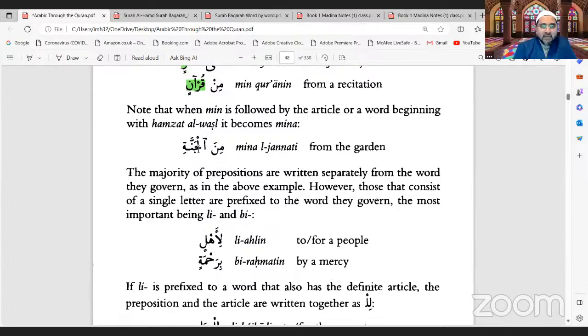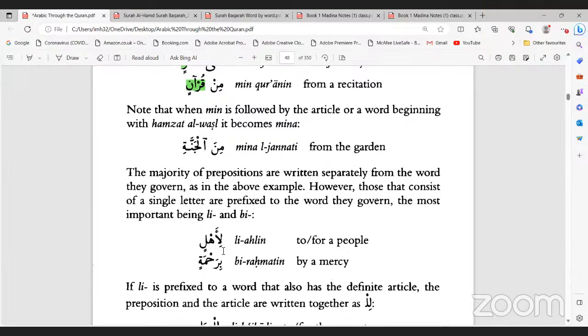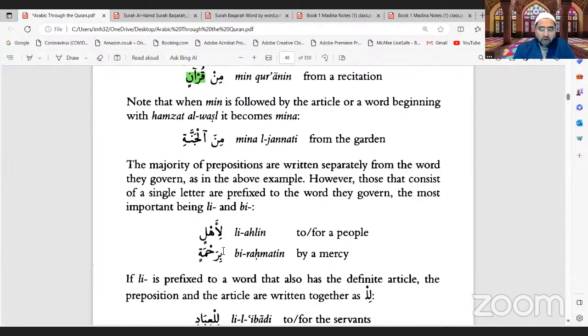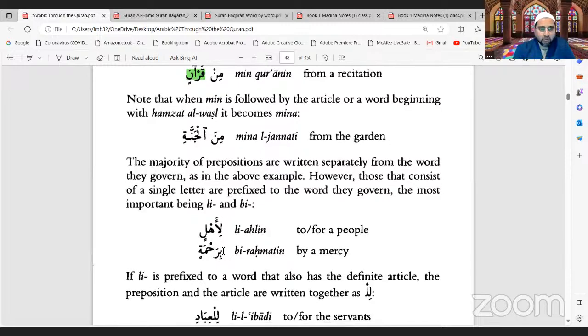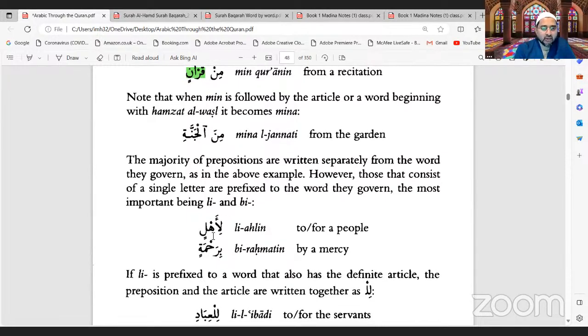So what's the difference between min al-jannati and li ahlin or bi rahmatin? What's the difference between the two here? How many letters are in the preposition? So min and bi and li, how many letters are there? Min has 2 letters and li has 1 letter. So whenever there's 1 letter for the preposition, the preposition will join to the noun. Bi rahmatin and li ahlin. Clear, Sister Fatima?